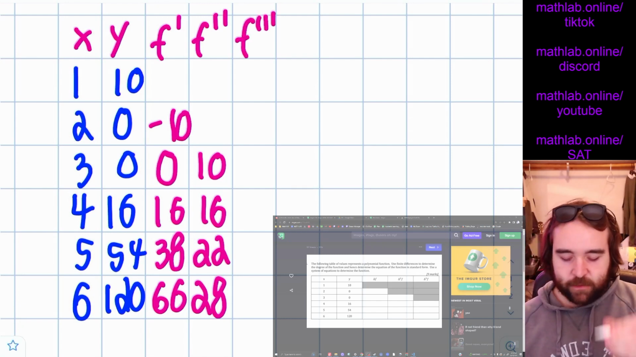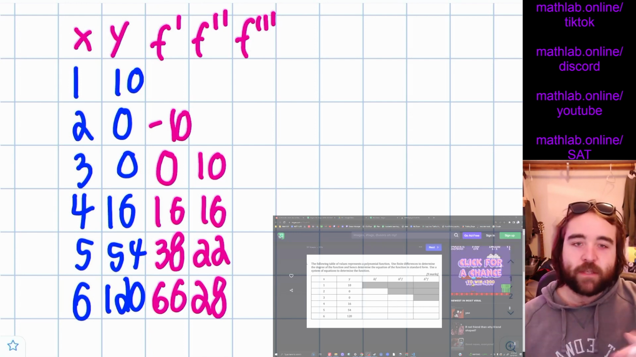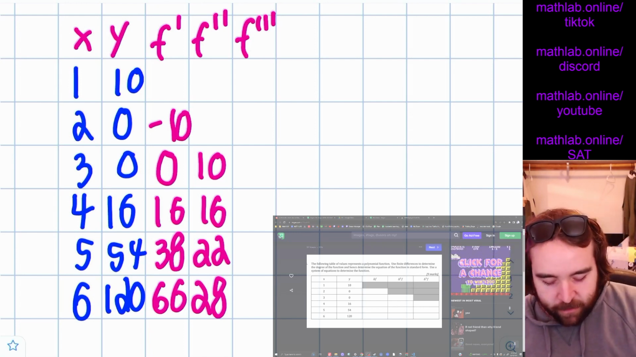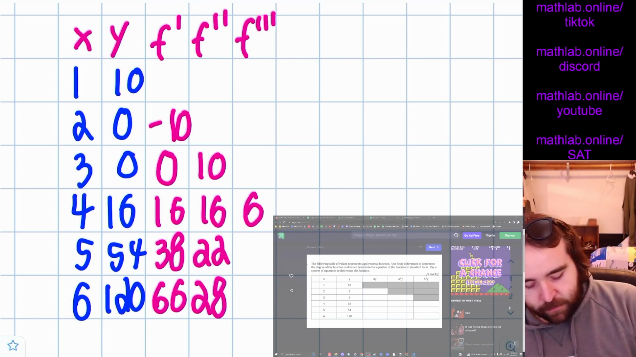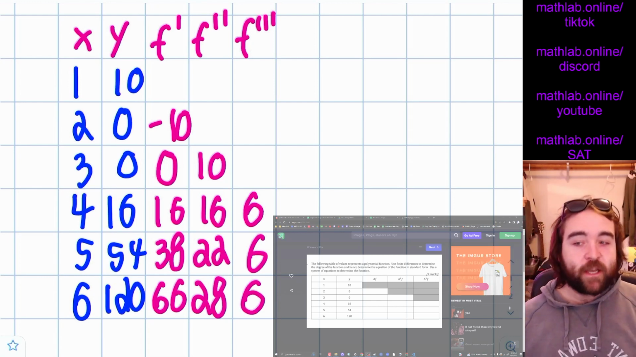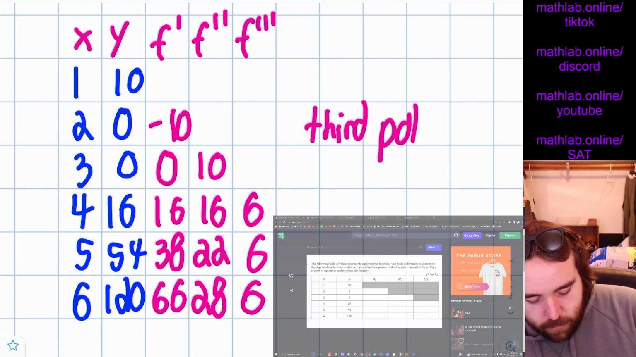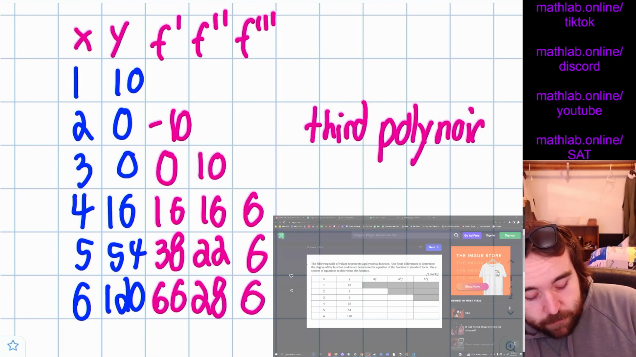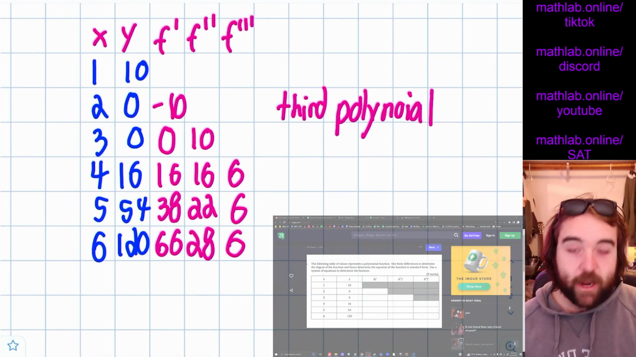And now we see, the third derivative is the change in acceleration. It just goes up by layers. So now the change in acceleration goes up by 6, it goes up by 6, and it goes up by 6. So now we did find something that's constant. So that means it's a third degree polynomial, or like an x cubed. I can't spell, but you get the idea. So it's like an x cubed function.